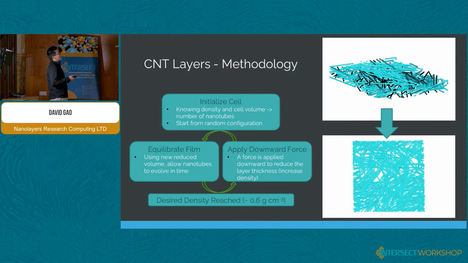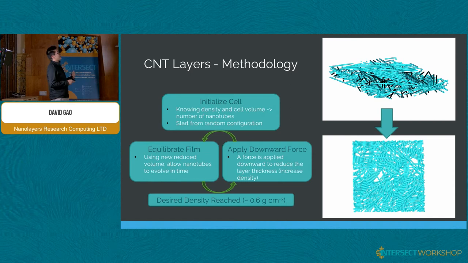So when you typically make an amorphous structure, a lot of the time you start from a crystalline structure, and then you melt and quench, because that's how we make glass, right? The nanotubes we found in this case do not really have the ability to reorient themselves so well if you start them in a crystal structure or in a high-density structure, and they are actually deposited from some spin deposition methods.